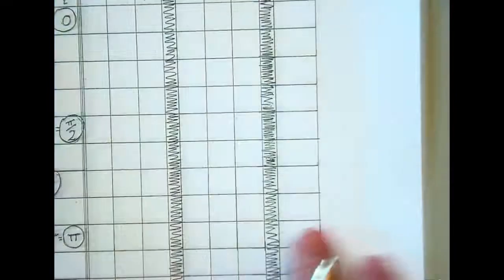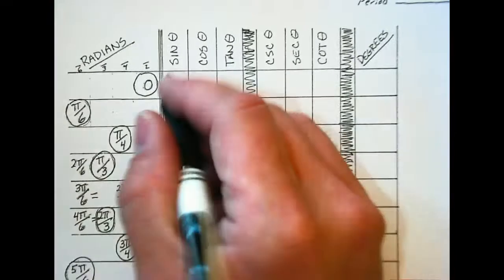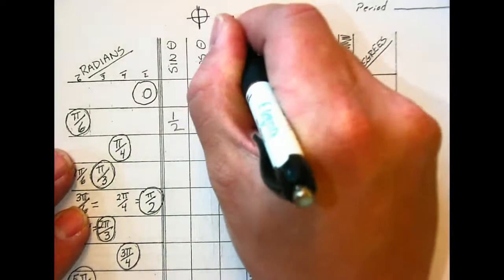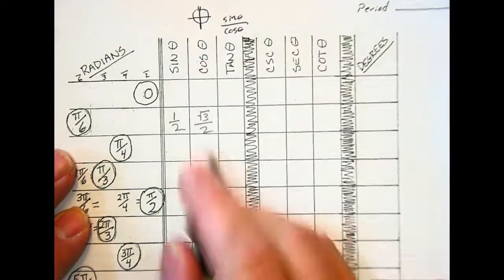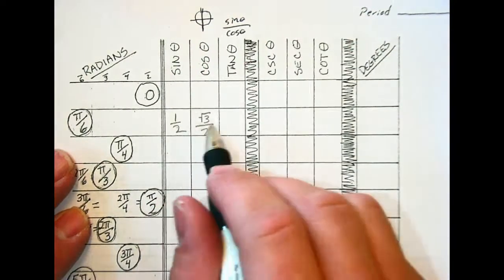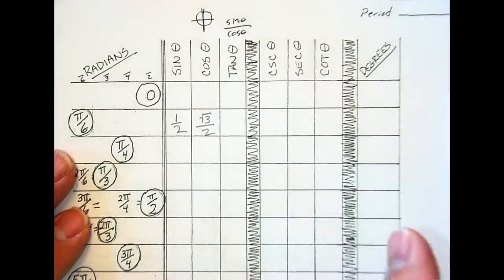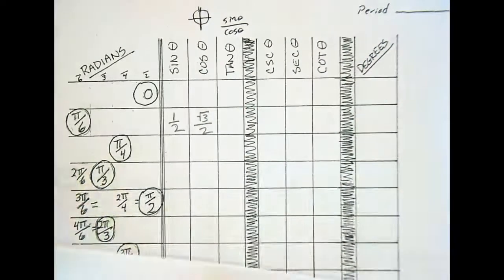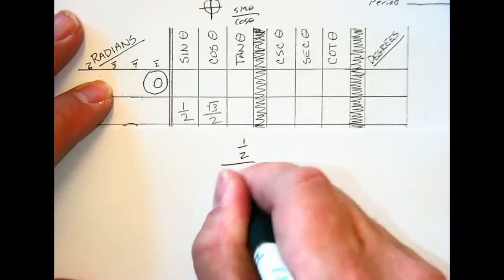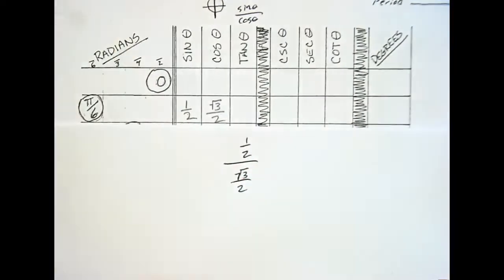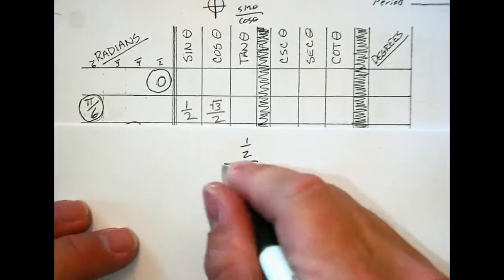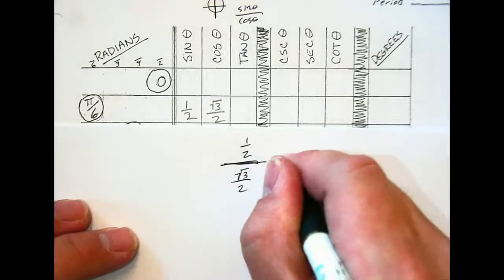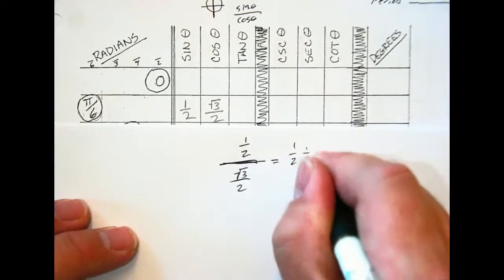So, when we're dealing with this, we have our root 3 over 2, 1/2. Tangent is equal to sine over cosine. Sine theta over cos theta. So in this case, that's 1/2 over root 3 over 2. And we're not going to write it like that. We're going to actually calculate that out. That's a compound fraction. This means division. So we can rewrite it as 1/2 divided by root 3 over 2.